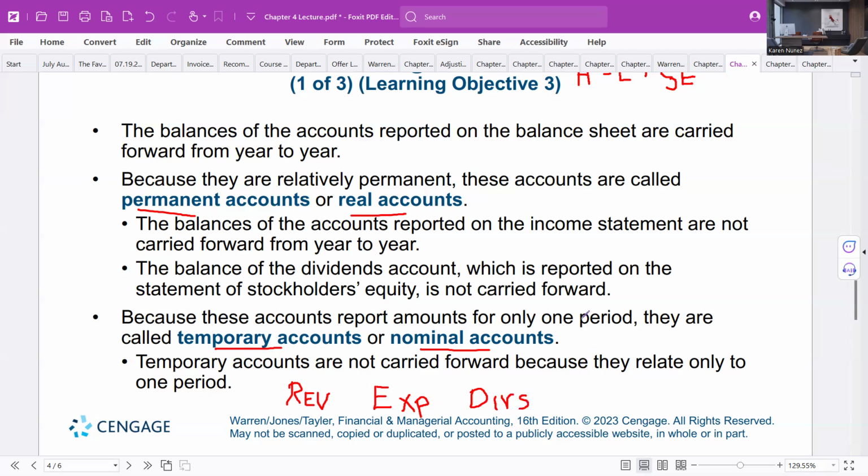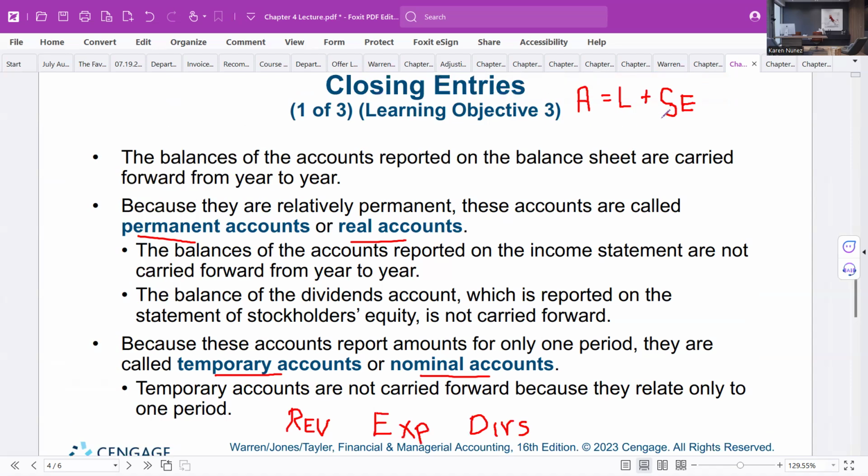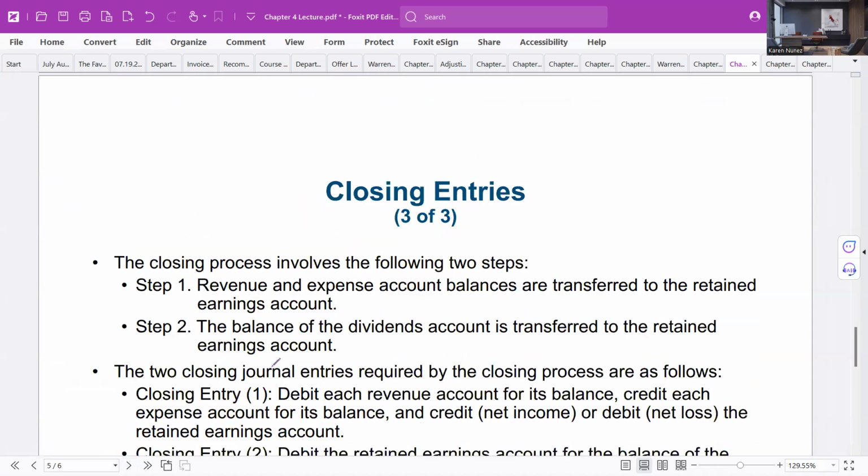So the permanent accounts, assets, liabilities, and the two stockholders' equity accounts, common stock and retained earnings, get carried over from year to year. But the temporary accounts, revenues, expenses, and dividends, those accounts we have to close out after all those adjusting entries have been completed. We want to close out all of those temporary accounts. So let's continue on and talk about these closing entries.